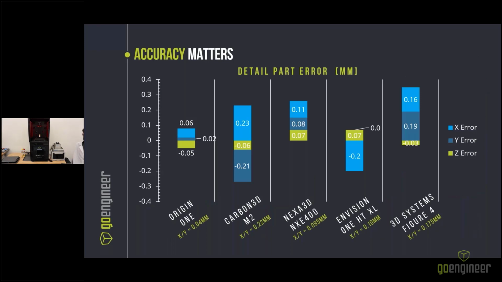Looking at the accuracy of that detail part, measuring the X, Y, and Z dimensions, we see a very, very similar trend where Origin 1 is 2 to 6 times as accurate with an average error of 40 microns. This is within the stated 50 micron accuracy and far surpassing what Carbon, Nexa, and Envision Tech advertise.